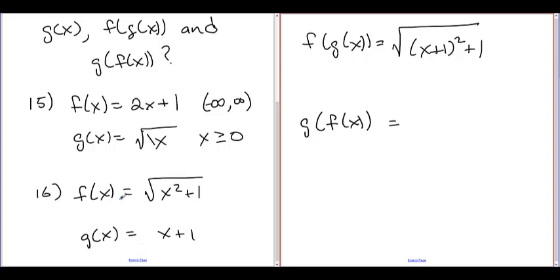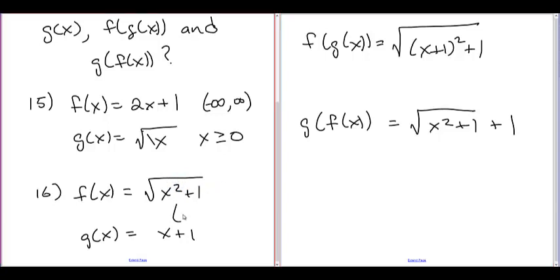Then we have g of f of x. So you plug that into here. So instead of having x plus 1, we have the square root of x squared plus 1, plus 1. So the domain here is that the argument has to be greater than 0, but you can see that anytime I square x, I'm going to get a positive number. So I'll have a positive number plus 1. So this one is going to be all real numbers. The negative numbers in the domain will become positive when you square them. And this one also has the same thing because it's a polynomial, so it's all real numbers.